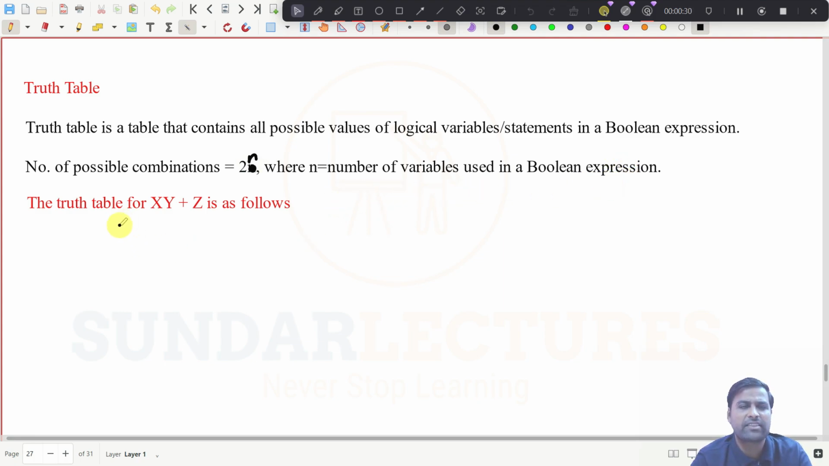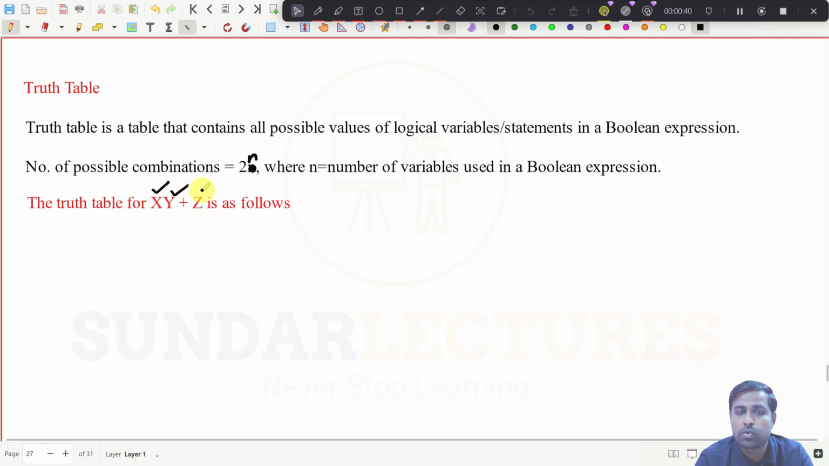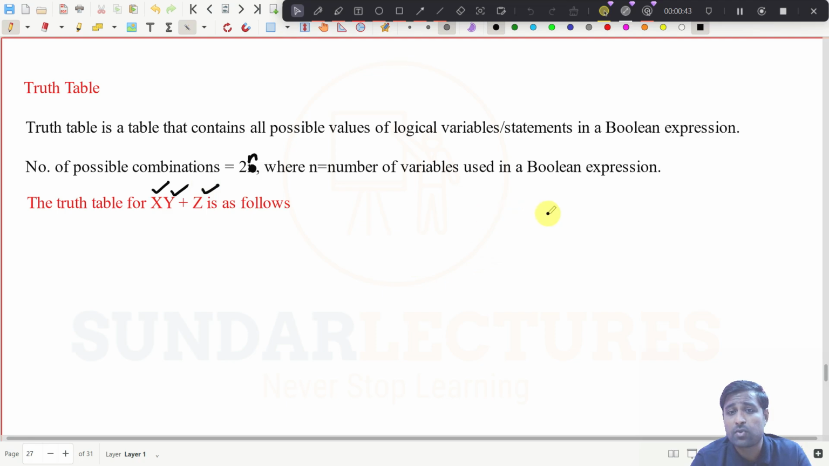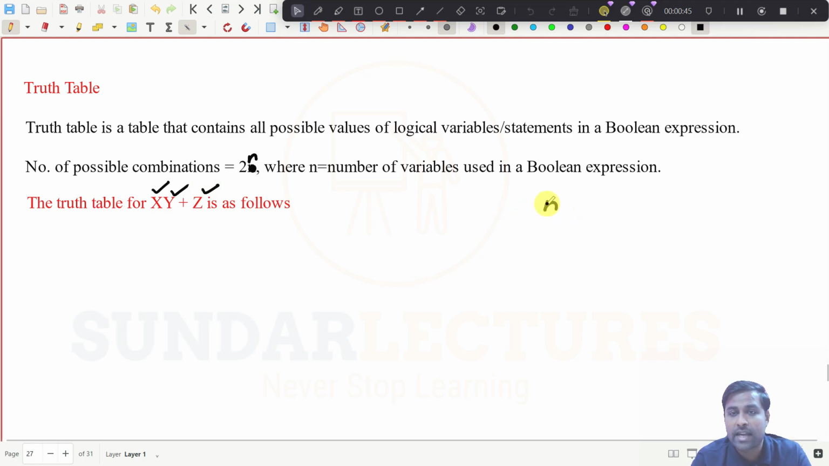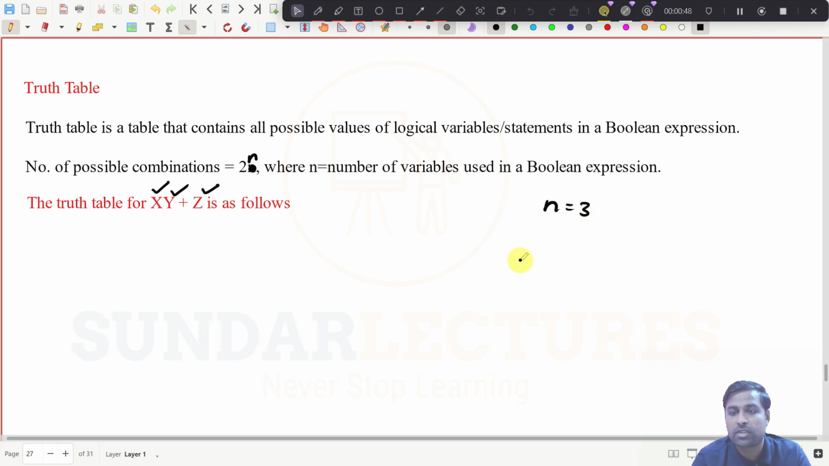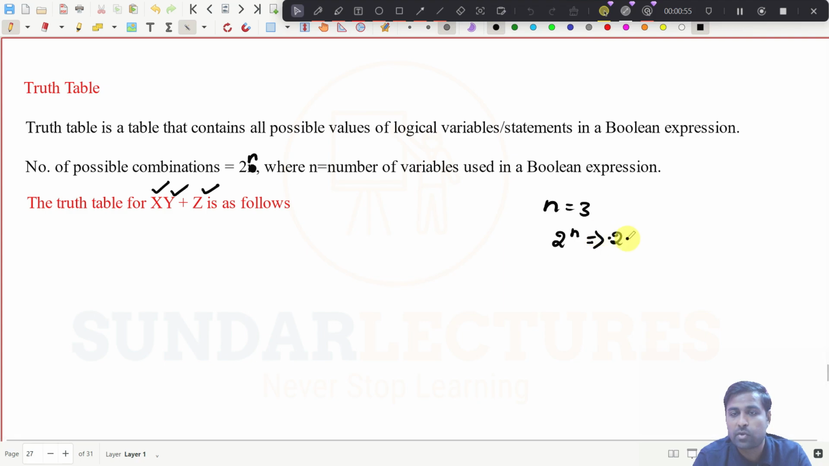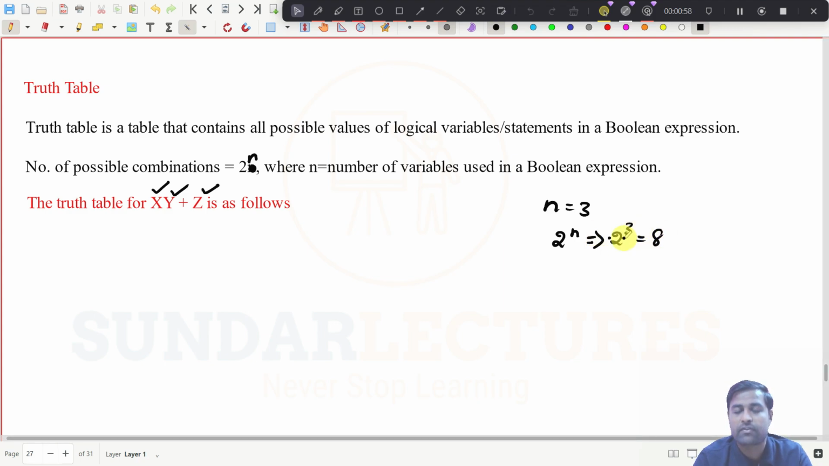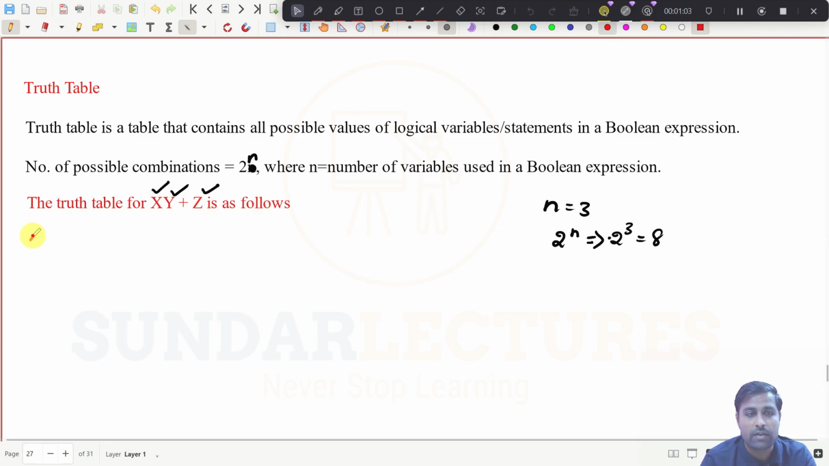So for example, we will straight away go for an example so that you can easily understand. See, the truth table for xy plus z is as follows. See, how many variables are there? 1, 2, 3 variables are there. Try to understand. You have 3 different variables. So n is equal to 3 here. So how many combinations will come? 2 power n, which gives 2 power 3 is equal to 8 combinations will come, because there are 3 different variables available. That is very important. You have to be very careful while writing the number of combinations.